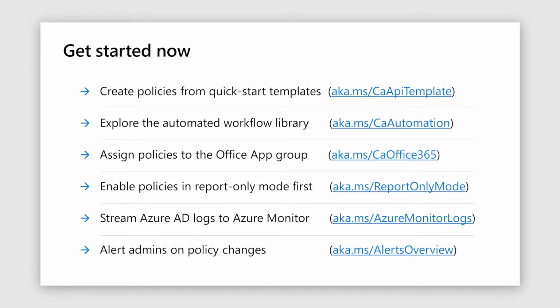Review your policies to see if it makes sense to include the Office app group in your policies rather than including individual Office applications. Before enabling your policies in production, test out your policies in report-only mode to assess their impact. We also recommend streaming your Azure AD sign-in and audit logs to Azure Monitor so you can easily dig into your logs with log analytics and workbooks. And lastly, create a simple alert to let your admins know whenever changes to your policies are made.